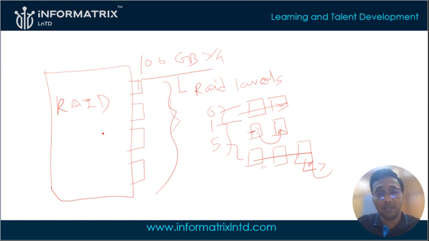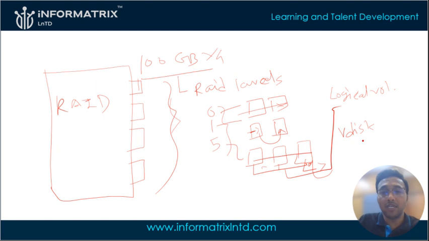Now when the physical-level RAID configuration is done, these three hard disk partitions create one logical volume, or we can say the partition which is coming from the RAID is a virtual disk. So it creates the virtual disk from these physical partitions, and this virtual disk can be of size, for example, 300 GB.